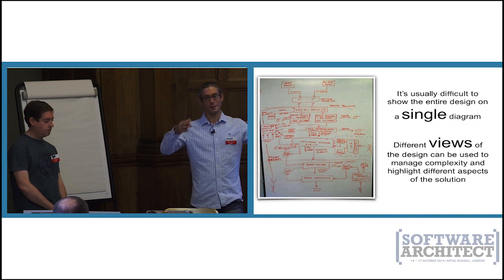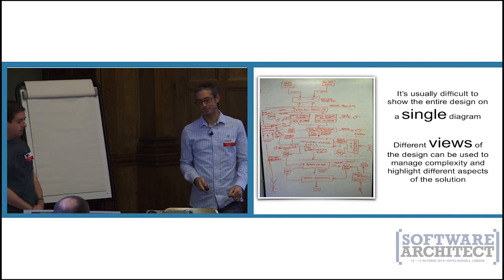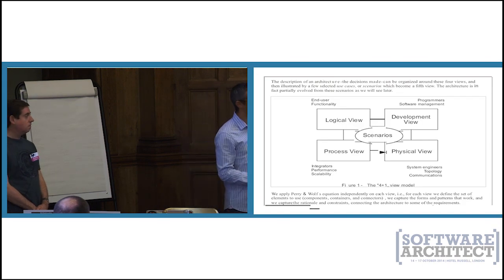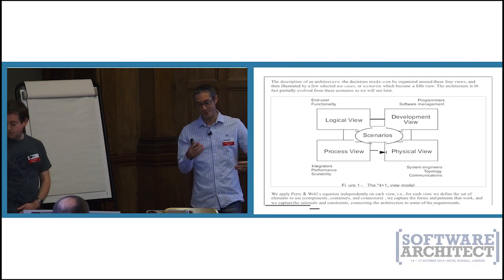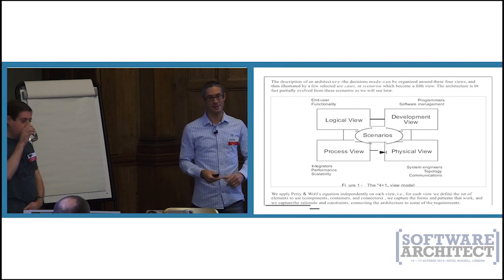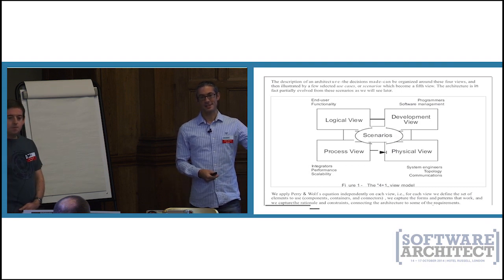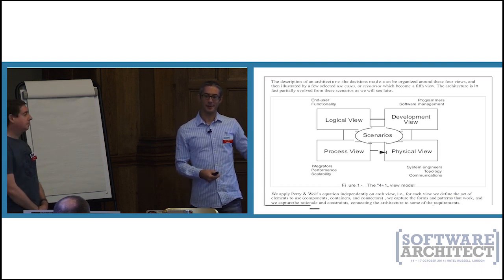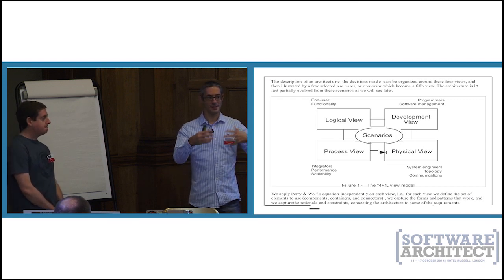So what we do is we kind of chop up our view of the world and we see certain elements at once. This is Philippe Kruchten's 4+1 model. So you have a logical view, a development view, a process view, and a physical view, kind of all tied together with use cases on top. Over the years, the original paper that defined this was very, very specific about what the views meant, but over the years, the names have changed.